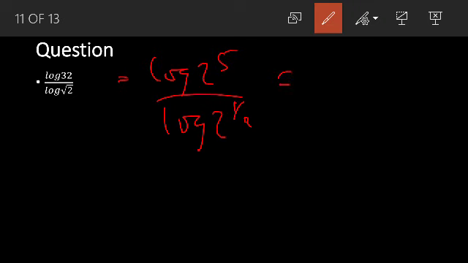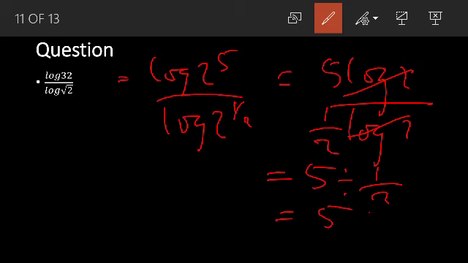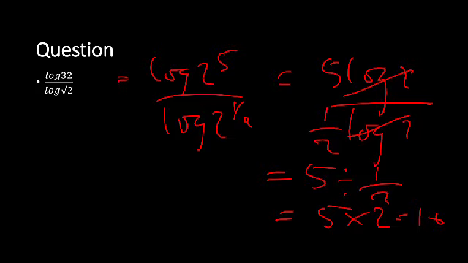Okay, we look at this. It looks quite simple. Log 32 divided by log root 2 is the same thing as saying log 2 raised to power 5 divided by log 2 raised to power half, which is 5 log 2 divided by half log 2. So log 2 can cancel log 2 here, so we have 5 divided by half, which gives us 5 times 2, and 5 times 2 is 10. So the answer to that question is 10.